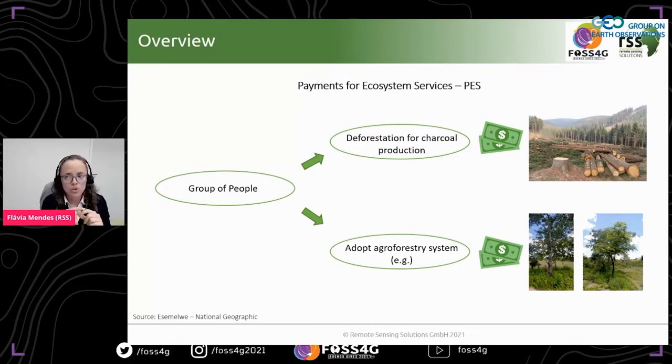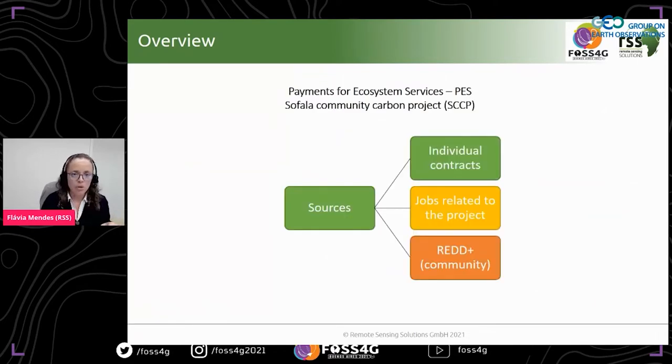And I would like to show you a little bit more about the payment ecosystem service in the area where we are going to see. So in general, in this area, there are three kinds of sources. The first is the individual contracts, called agroforest contracts, that they make with the farmers. They pay the farmers to plant the agroforest systems and to keep these trees there, preserving the trees, doing the management and keeping them up to stock carbon.